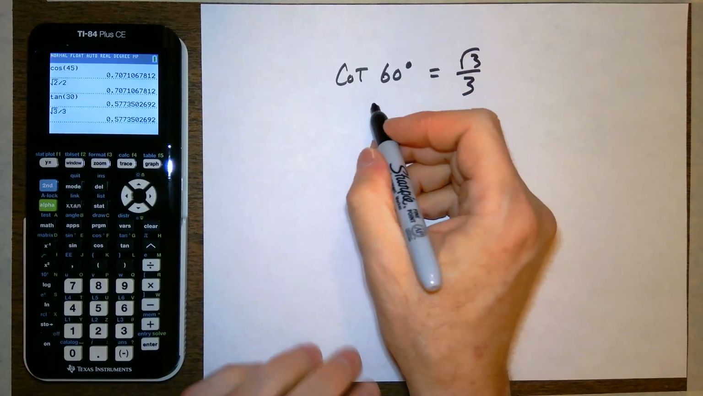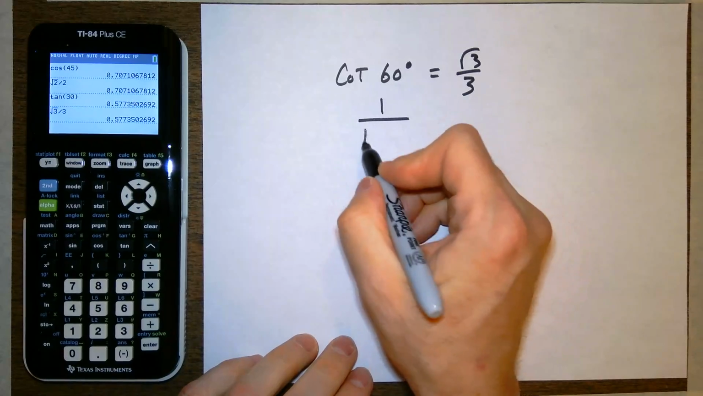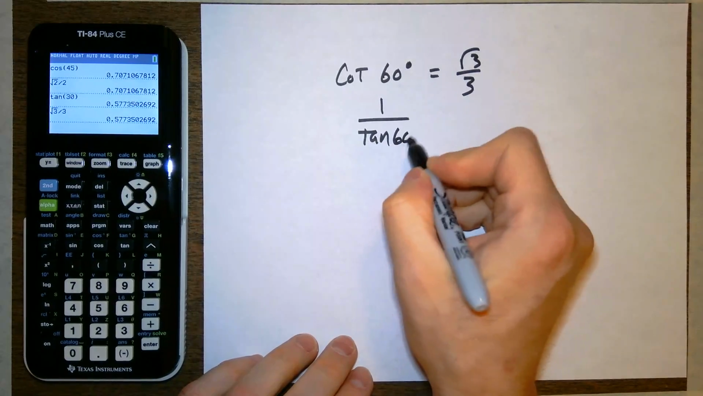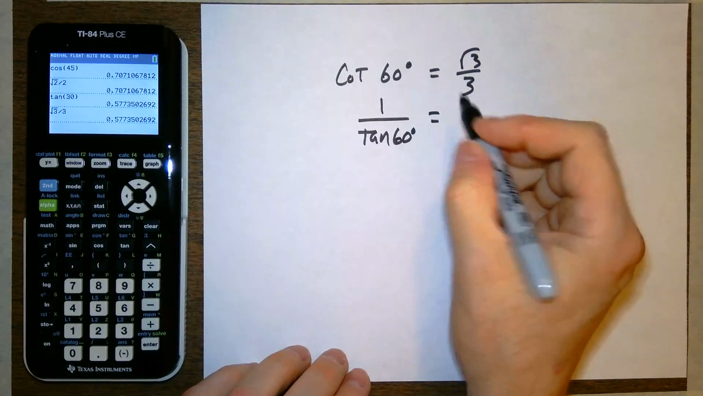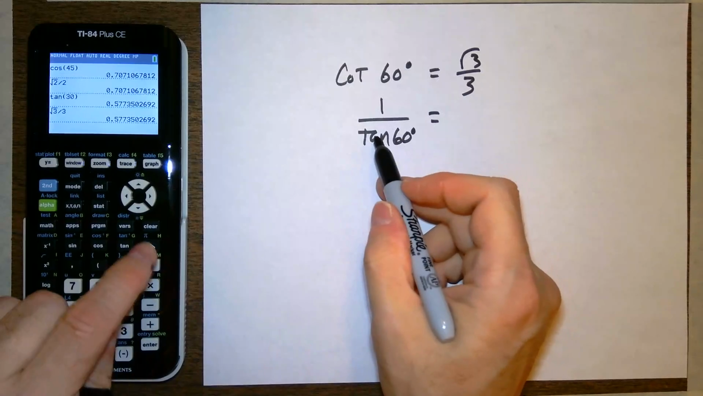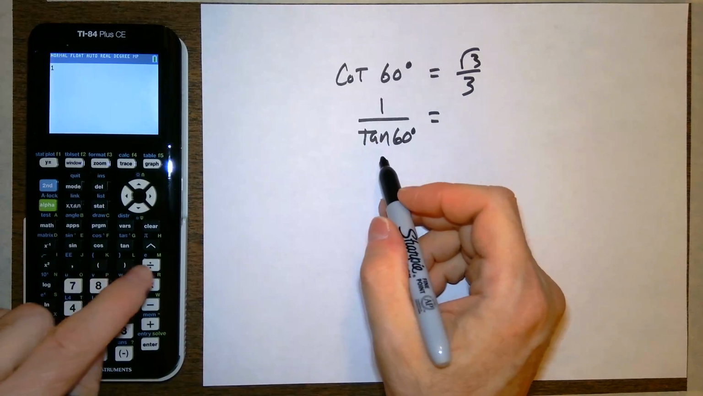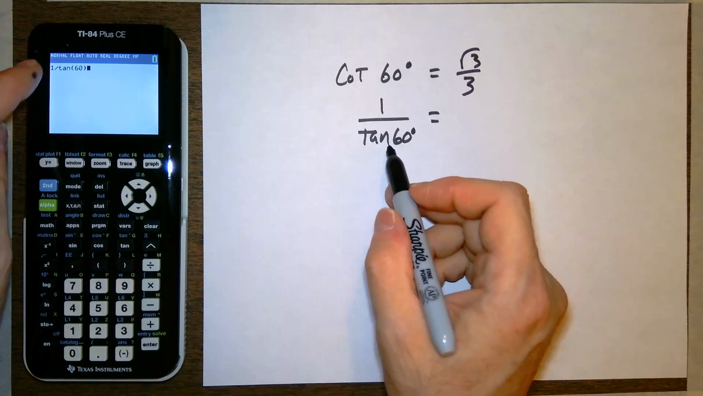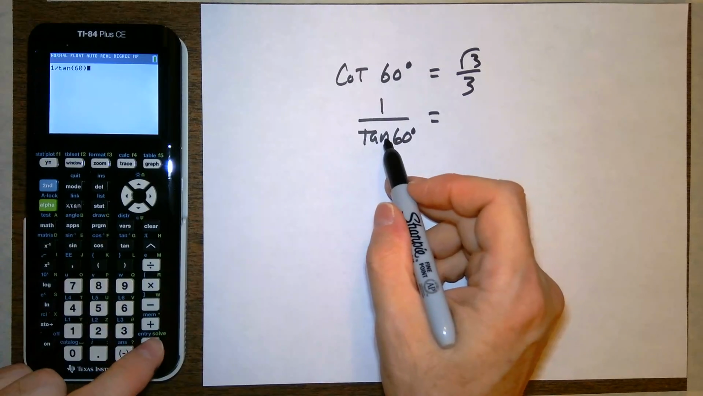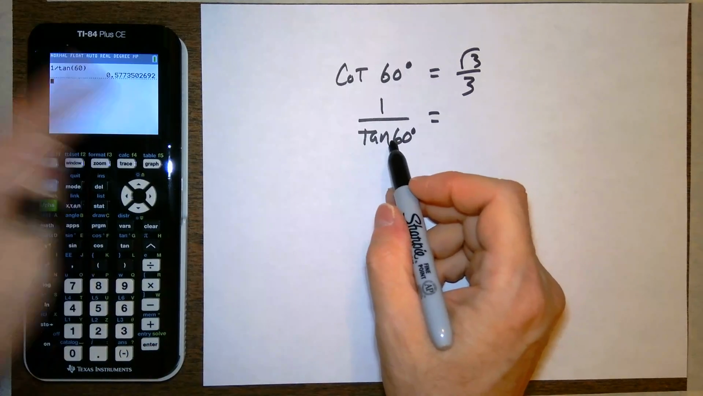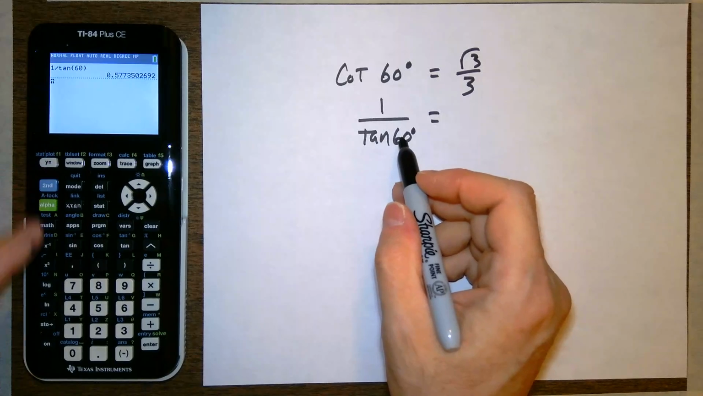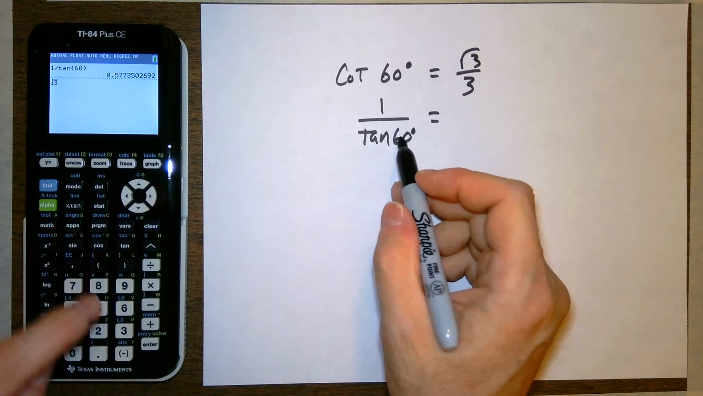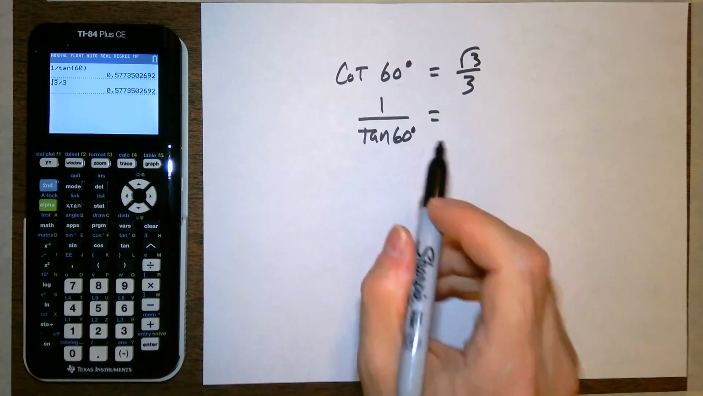Well, the reciprocal functions. Cotangent is the same thing as 1 over tangent of 60 degrees. So I can plug it in my calculator like this: 1 divided by tangent of 60, because 1 over the tangent is the cotangent. It equals, there it is, the same thing as we did before, square root of 3 over 3, and it's the same.